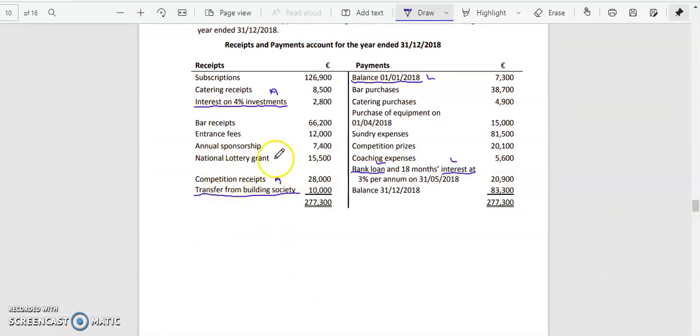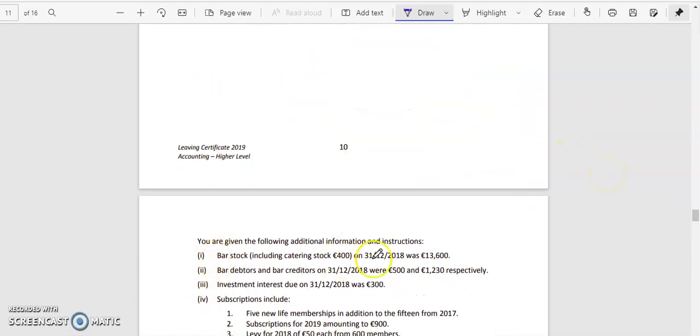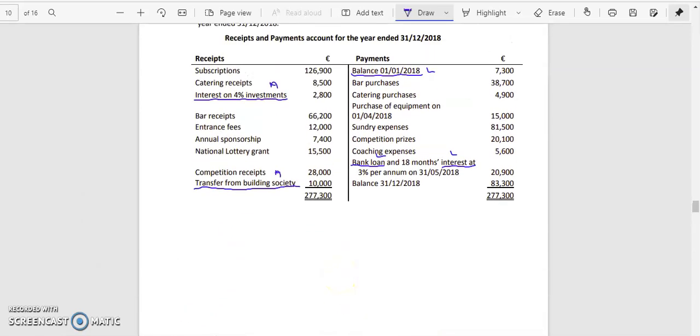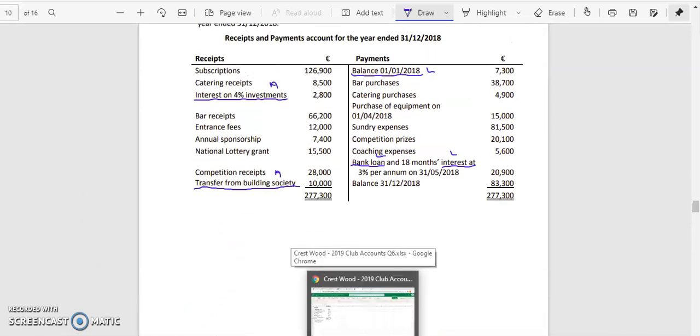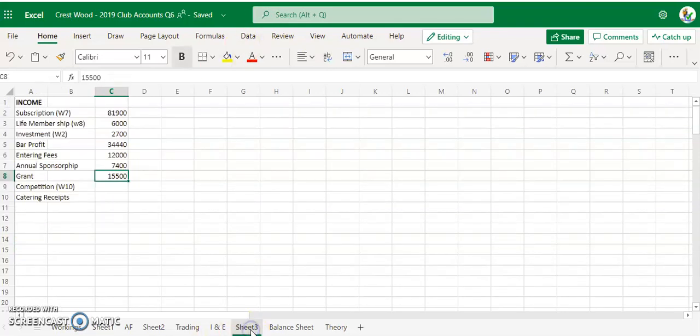Then we've got competition receipts. The receipts are 28,000. Our purchases are 4,900. Remember, we also have stock of 400, so you're going to have to do a little adjustment on that one. Our receipts are 8,500. We've stock left over, which is 400. If we add that, we're going to get 8,900, and then that cost us 4,900, so we had a profit of 400. So that's going to go into your next item then.